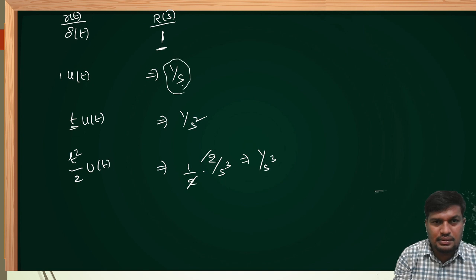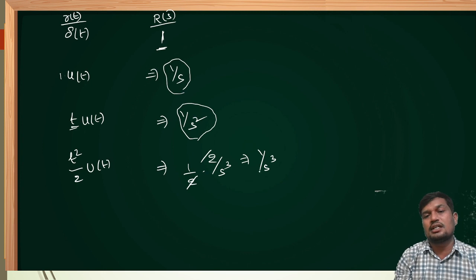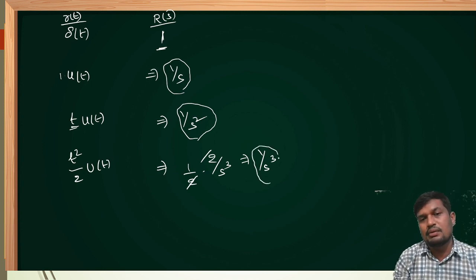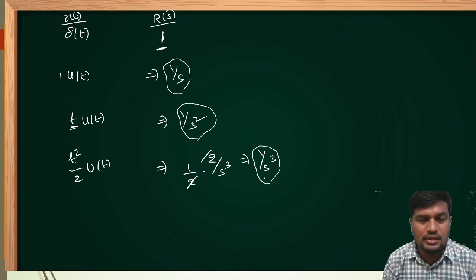Dear friends, if you see here, wherever it is 1, it is an impulse input. Wherever 1 by s representation is there, that is a step input. Wherever 1 by s square representation is there, that is a ramp input. Wherever 1 by s cube representation is there, that is a parabolic input.